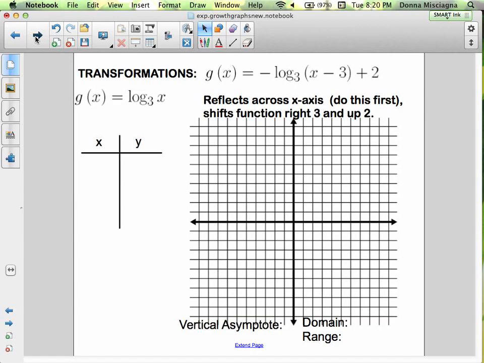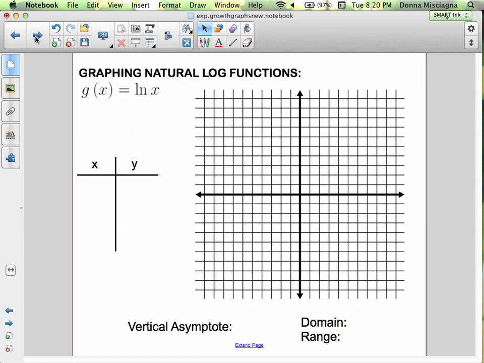So I think this is a good place to split this lesson. I'm going to split the lesson because we've got lots of other things, more transformations, natural log, all kinds of things. So I'm going to end this lesson.